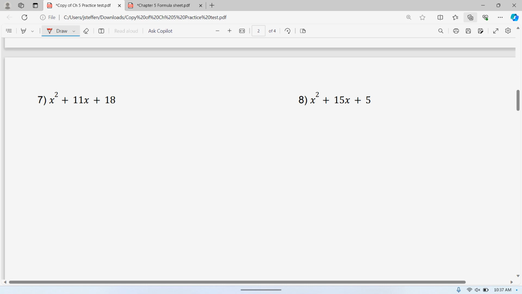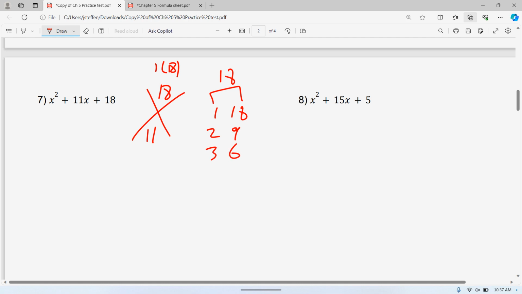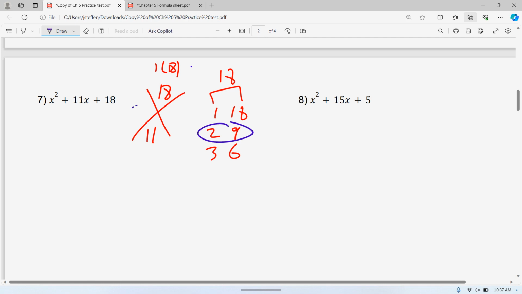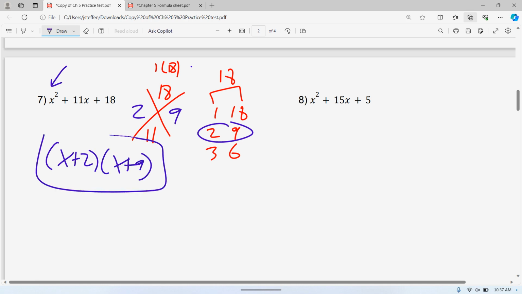We have another trinomial. 1 times 18 goes here. Factors of 18, I have 1 and 18, 2 and 9, 3 and 6. These are all positive, so it's a little bit easier, but I'll always check. Positive 2, positive 9 is positive 18, 2 plus positive 9 is positive 11. So x plus 2 and x plus 9. Again, we don't have any number in front, so we don't have to divide by anything. That is your answer.